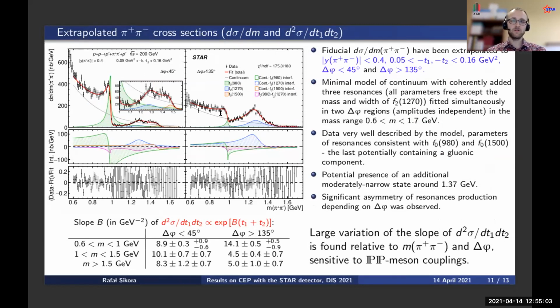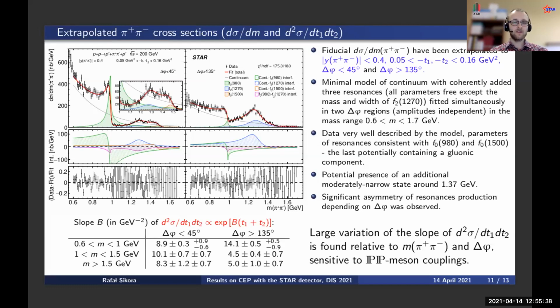This minimal model contained the coherent sum of the continuum and 3 resonances, of which we only fixed the mass and width for the f2(1270). The remaining 2 resonances were left free, and it turned out that the spectrum can be well described, with the parameters of those 2 resonances being consistent with f0(980) and f0(1500).